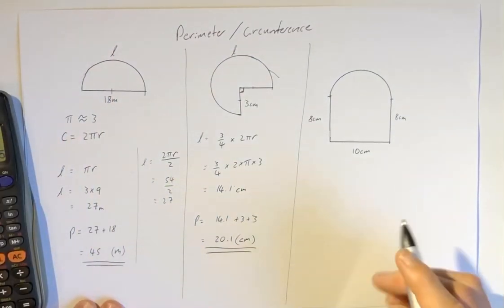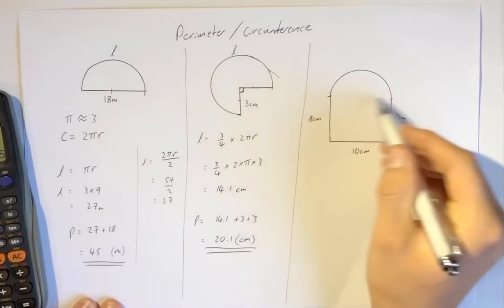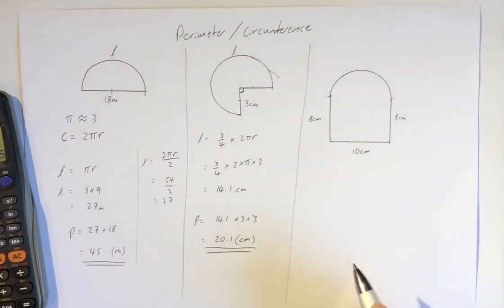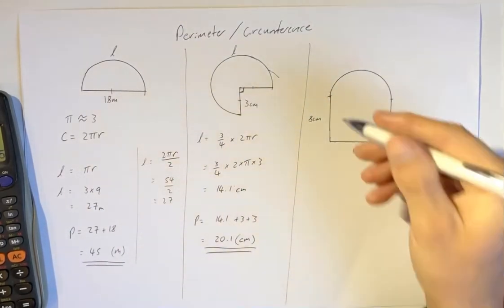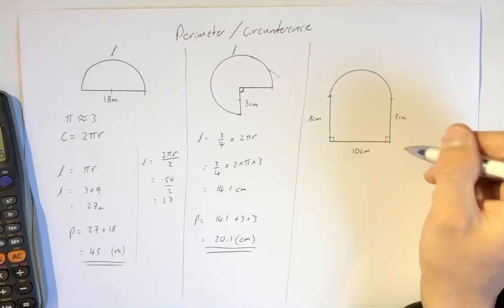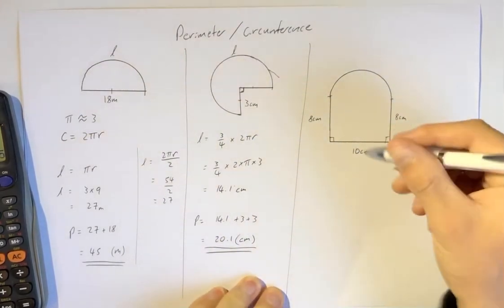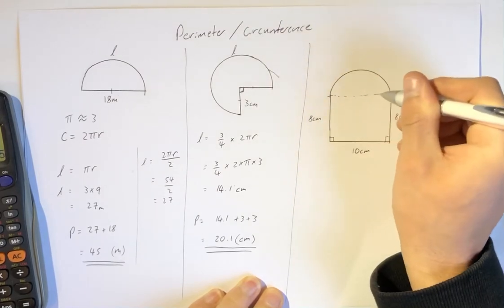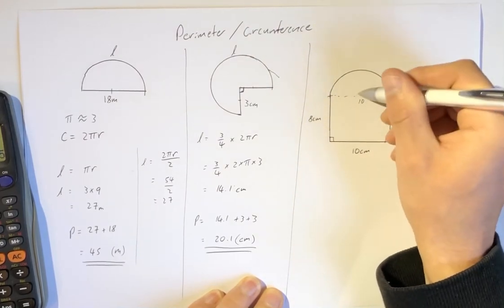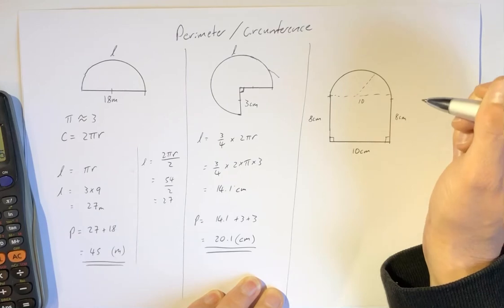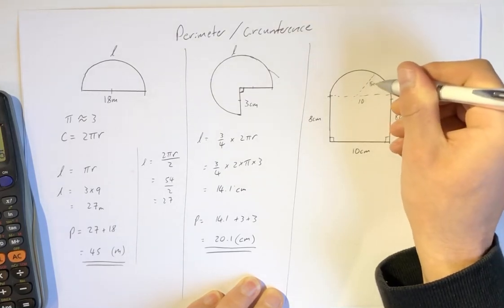Okay. This one here, again, it's a half circle, but remember we have to figure out what that diameter is. And so this is meant to be a square, okay? So I was meant to have right angles there. And so this diameter is also 10. So what does that make the radius? Well, that makes the radius 5 centimeters.